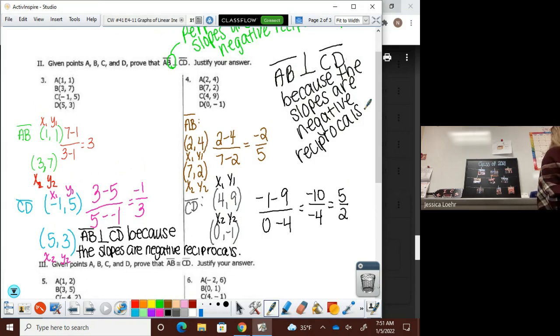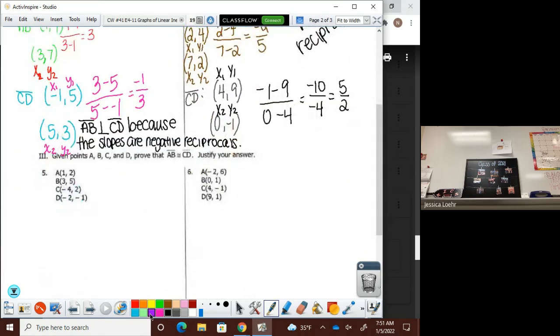Questions on slope formula, parallel, perpendicular? Okay. The next thing they can ask you to prove is that two segments are congruent. So when they're asking you to prove two things are congruent, you have to use the distance formula. So they want to know, prove AB is congruent to CD. So we're going to find the distance of AB using points 1, 2, and 3, 5.